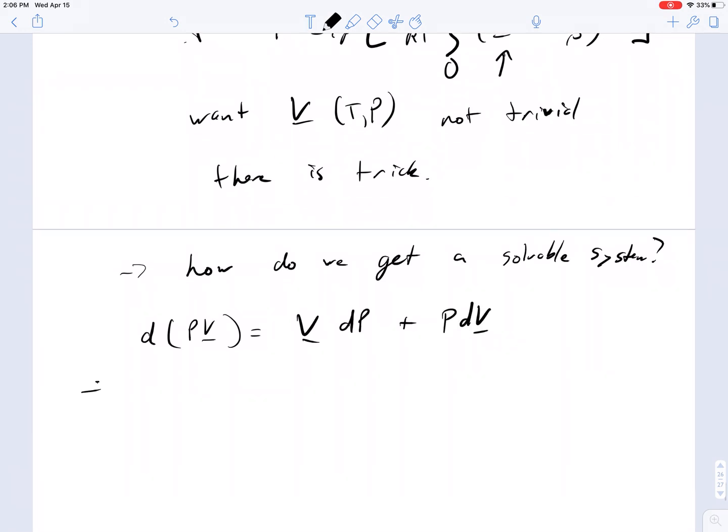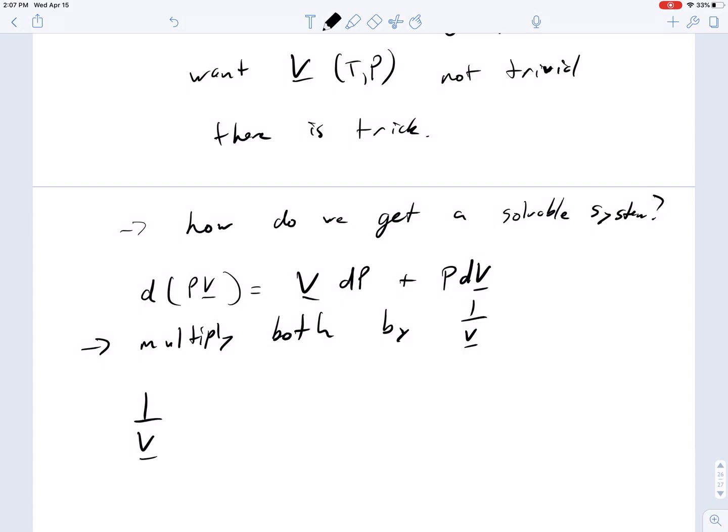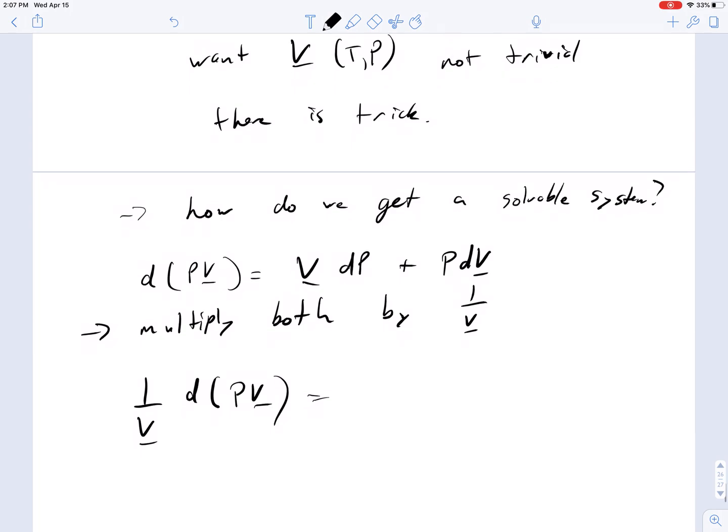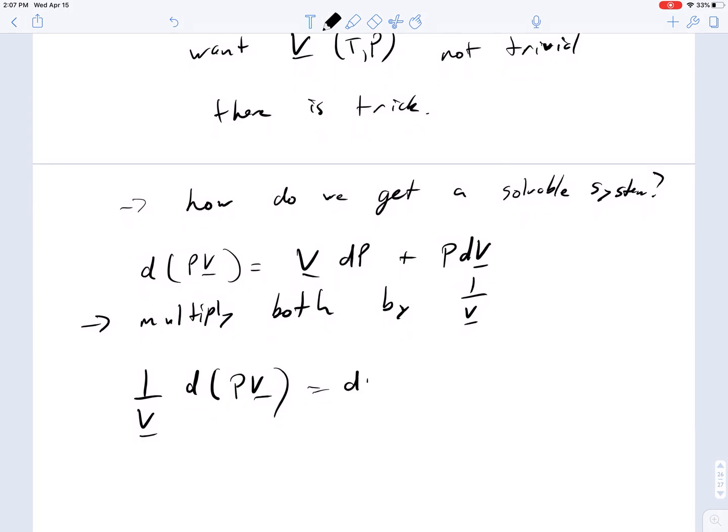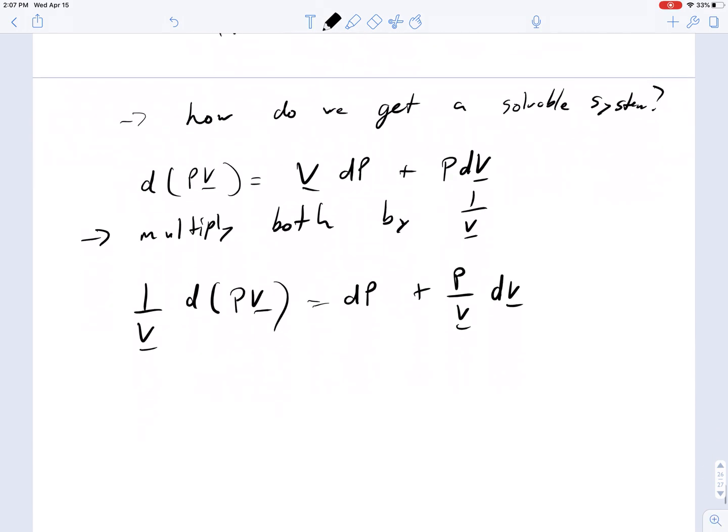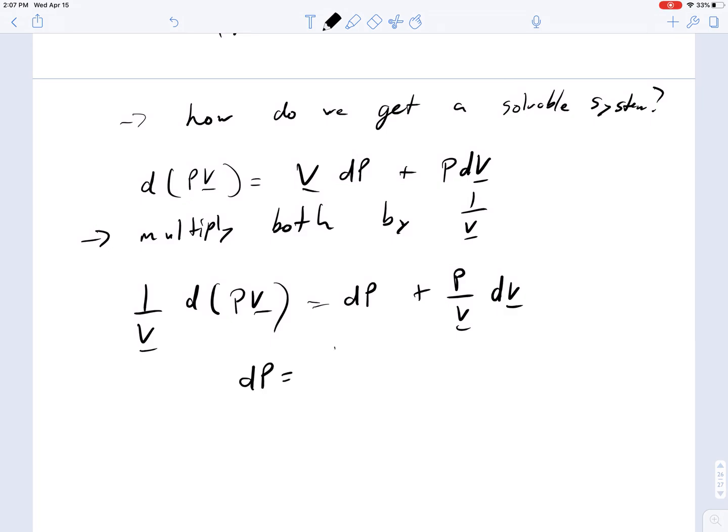Now, let's multiply both sides by 1 over V under bar. So we have 1 over V under bar times the derivative of the product of those two is equal to dP plus P over V under bar dV under bar. Or, just rearranging this gives us dP equals 1 over V under bar dPV minus P over V under bar dV under bar.